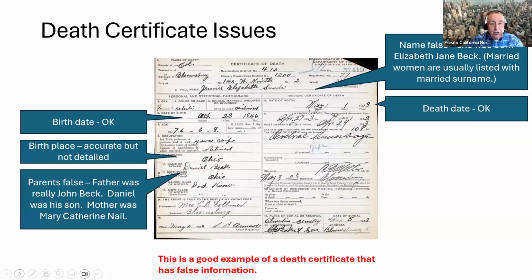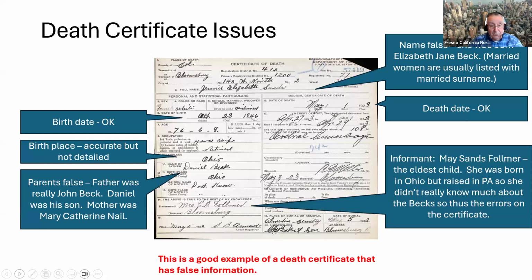Their father was really John Beck. The informant had met Daniel when Daniel was an old man and must have thought that he was Jenny's father, when in fact he was actually Jenny's brother. And the mother, they didn't even know her name because she died many years before Jenny married. Her name was actually Mary Catherine Nail. And so who was this informant that gave the information? Well, it's May Sands Fulmer, the oldest child of this couple.